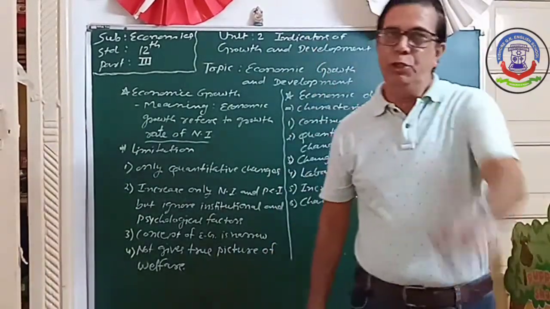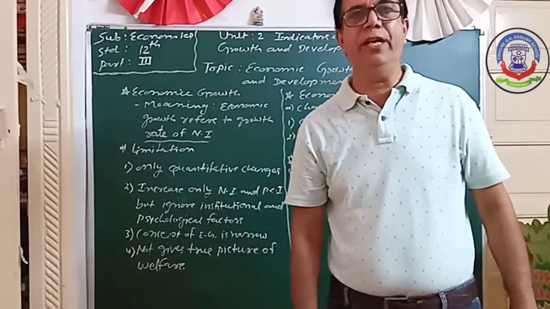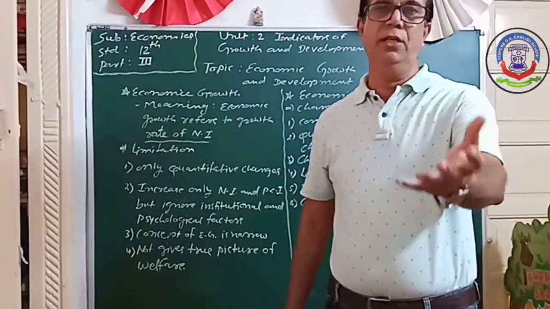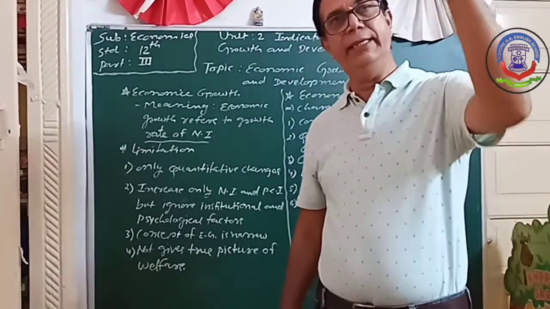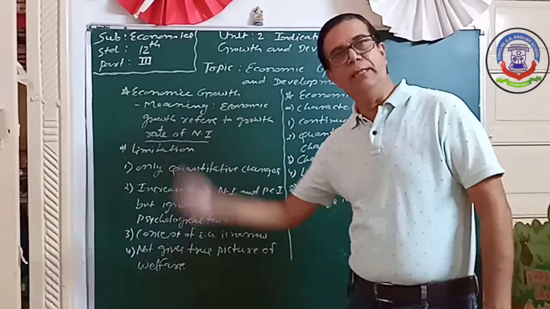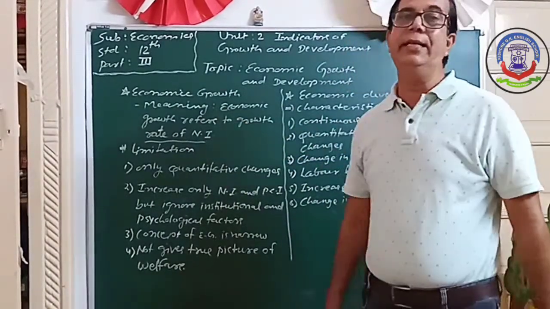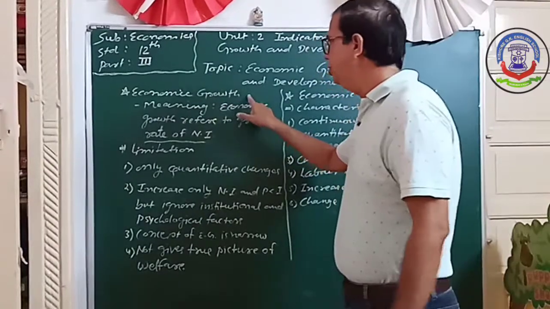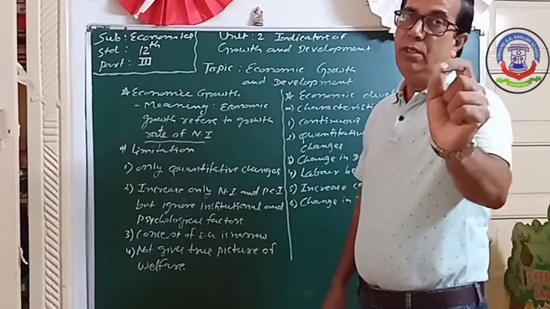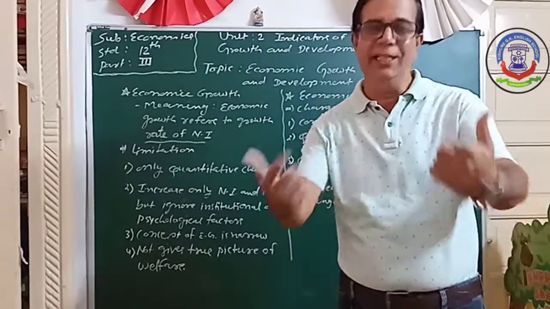So here we produce goods and services in three fields. One is the agriculture field, second is the industrial field, and third is the service sector. In these three sectors we produce goods and services, and the monetary value of those goods and services is known as national income. And economic growth refers to the growth rate of national income. So if national income increases, we can say economic growth increases.